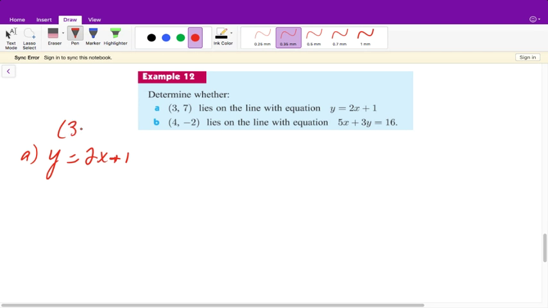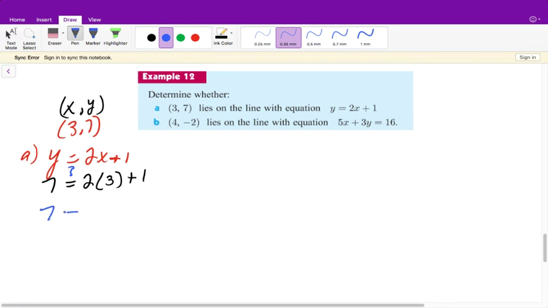We have the point 3, 7. Remember, in our ordered pairs, we've already discussed it's written as x, y. So that means we will substitute 3 in for x. So it's 2 times 3 plus 1. And then we substitute 7 in for y. And what we're doing, we're seeing, does this equal? So I like to put the question mark above the equal sign. So I remind myself, I'm asking, is this equal?